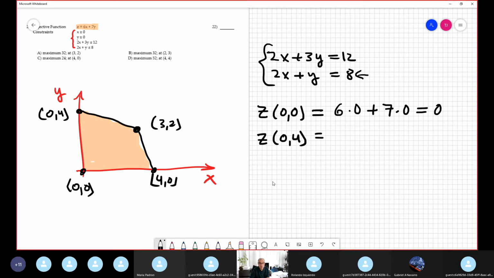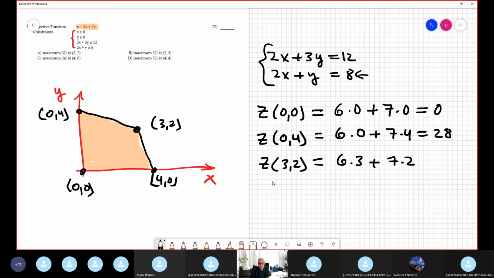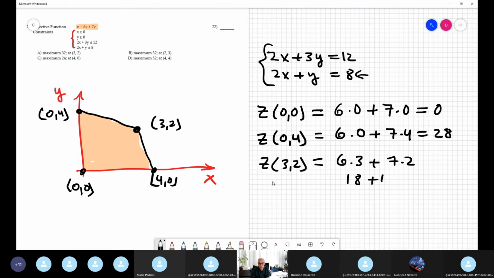Entonces, 6 times 0 plus 7 times 4 is 28. Evaluating the next corner, que es 3,4, is 6 times 3 plus 7 times 2. This is 18, this is 14, this is 32.